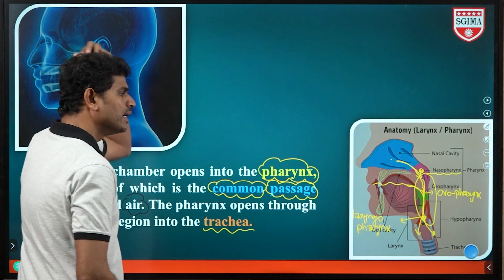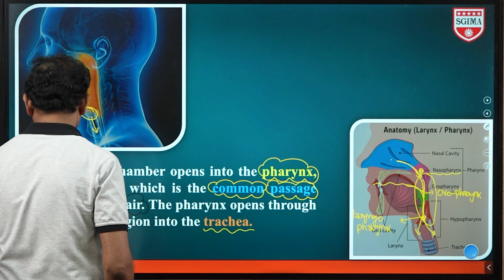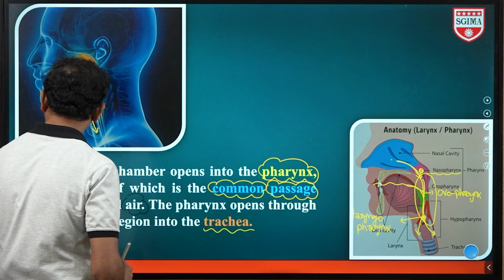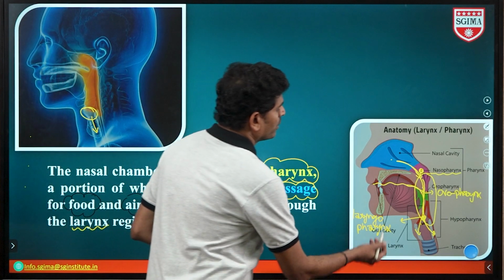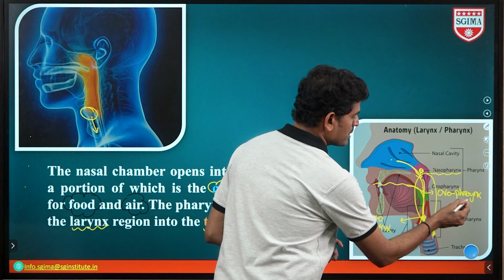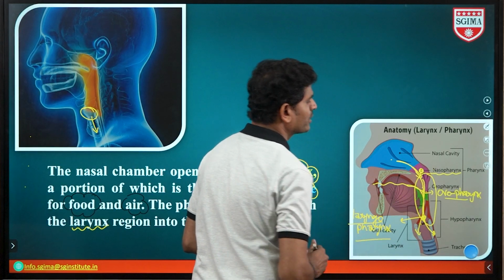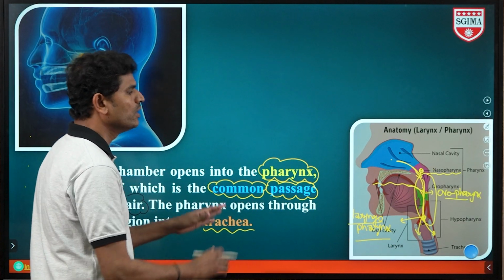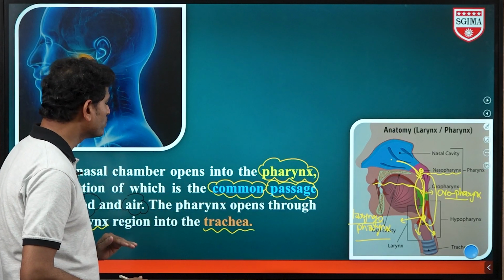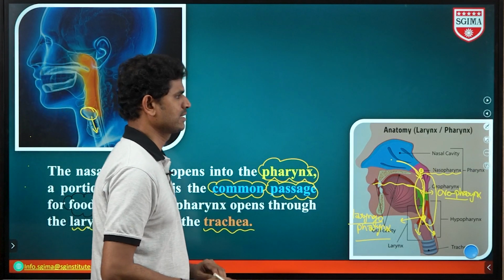Laryngopharynx. These are the 3 areas: one is nasopharynx, another one is oropharynx, and another one is laryngopharynx. These are the 3 areas of the pharynx region. Next, this pharynx opens into which one? Larynx region. Larynx के बारे में discuss करना है अभी.